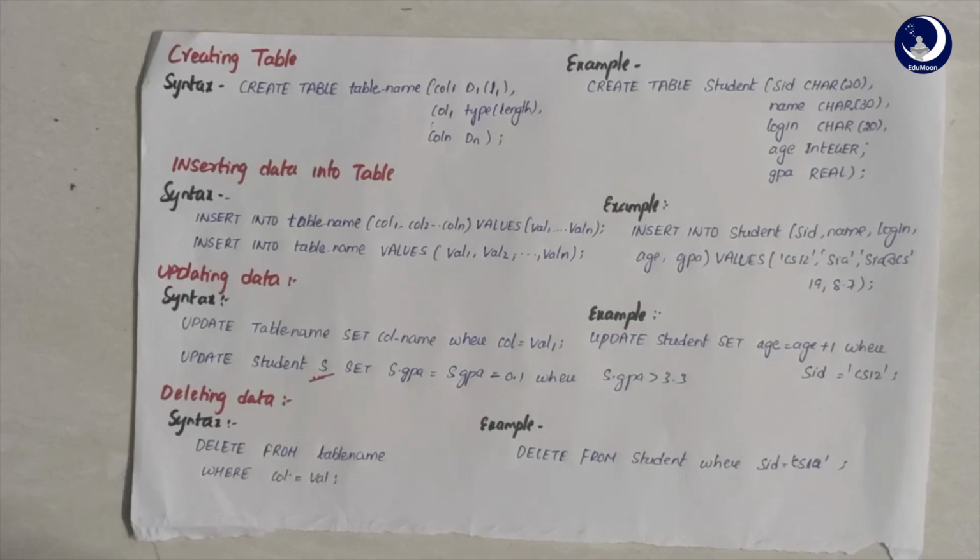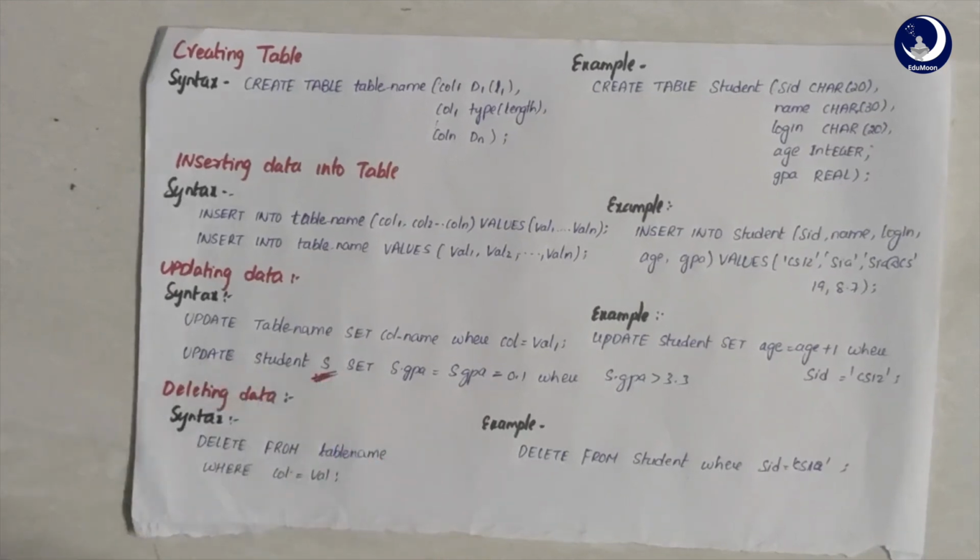So I have taken another example to show this. Here update student S. S is an alias for student. So as we have defined an alias for student, you don't have to use student all the time. Instead you can use S at places where you want to use student. So update student S, set s.gpa is equal to s.gpa minus 0.1, where s.gpa is greater than 3.3. So whoever has a GPA greater than 3.3, their GPA is going to reduce by 0.1. So this is how you update data in your table.